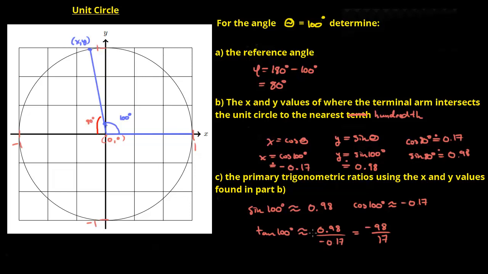So these are the primary trigonometric ratios for 100 degrees. And again, the tangent ratio is negative because we're taking the positive y value, and since this angle is in the second quadrant, the x value is negative. So when you take the y value and divide it by the x value, you get a positive y value divided by a negative x value, and you get a negative tangent ratio.